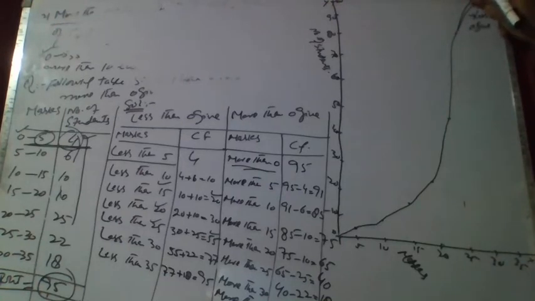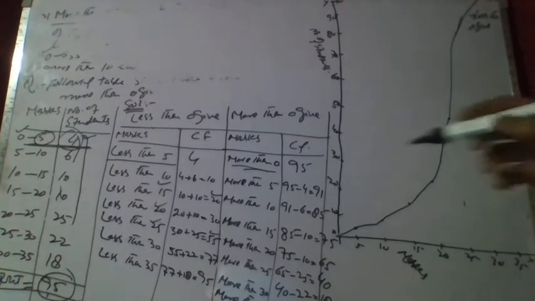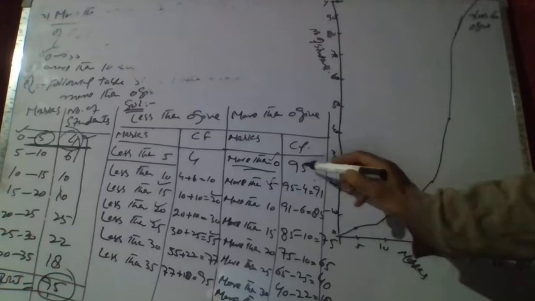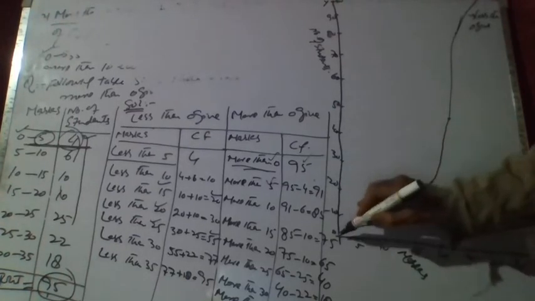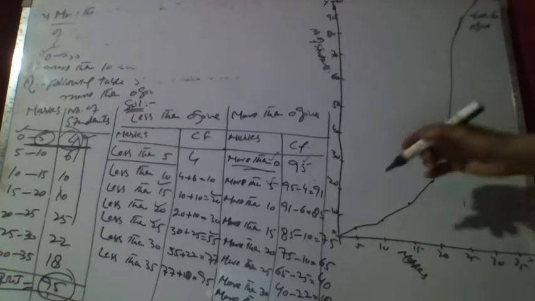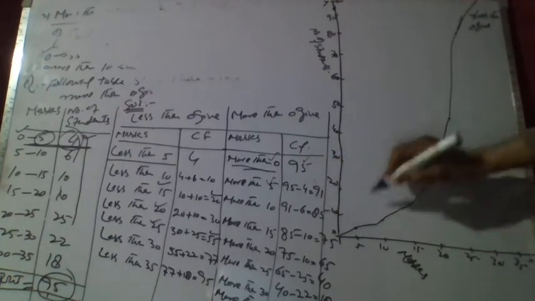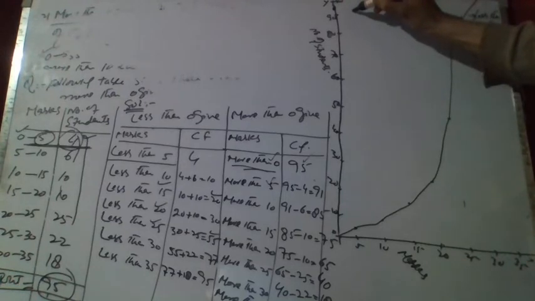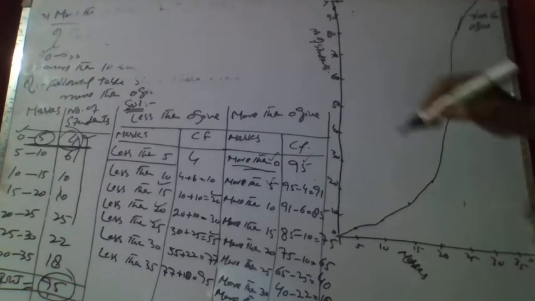लेस देन OQ. अब है मोर देन OQ. It is 0 and 95 यहाँ आएगा. इसी तरह 5 and 91 यहाँ लगाएंगे.